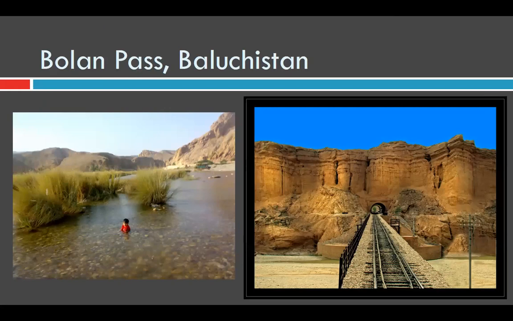So here's the Bolan Pass today. You can see the little Afghani boy sitting in the creek there, beautiful fresh water. It's a very rich resource in this dry part of the world. And then the train that goes through this pass is a famous picture here where the railroad goes through the pass. Otherwise, formidable mountains, not easy to cross.